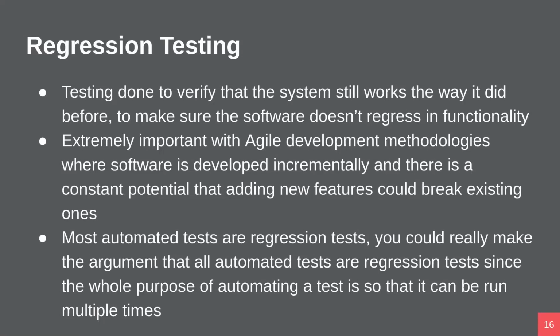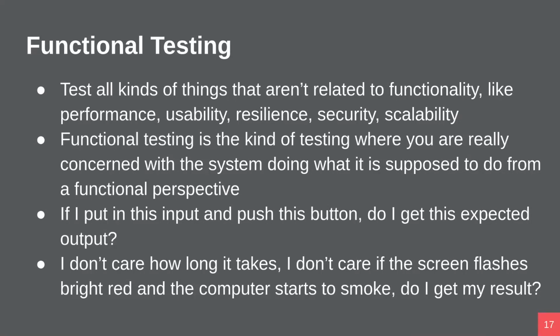Most automated tests are regression tests, and they can go back and just check that the program's still functional for its other purposes, not just the new feature that you've added. It's all very well adding a new feature, but if it breaks all the old features, then it kind of makes the program invalid. Functional testing is testing things like performance, usability, resilience, security, scalability.